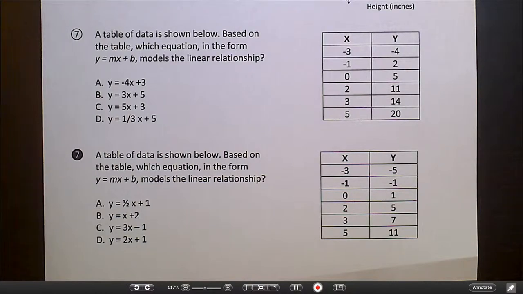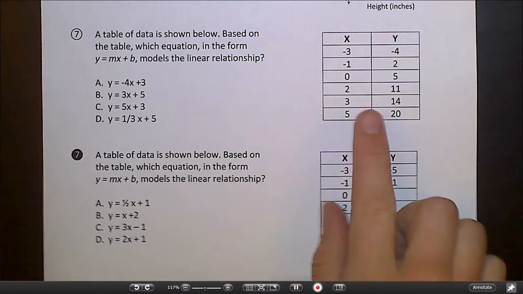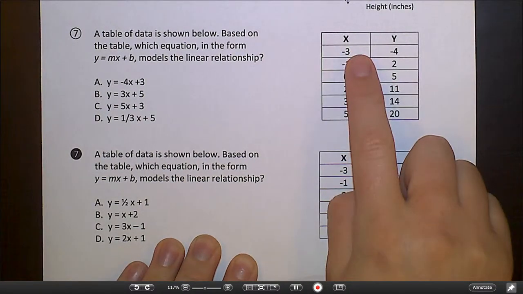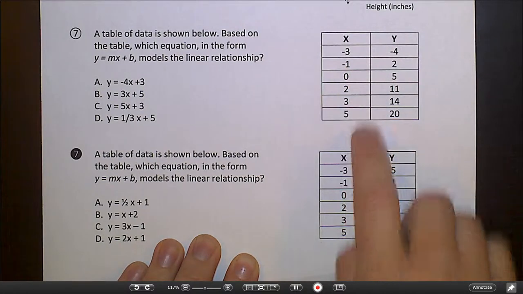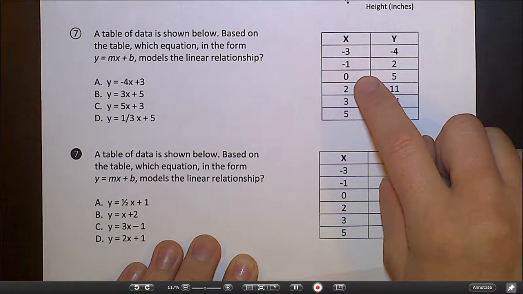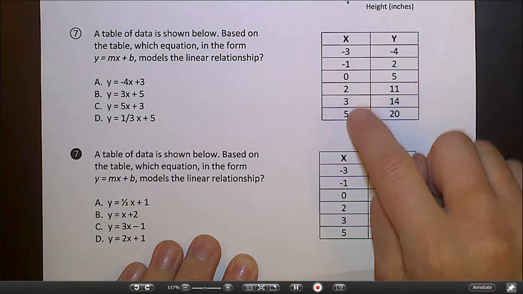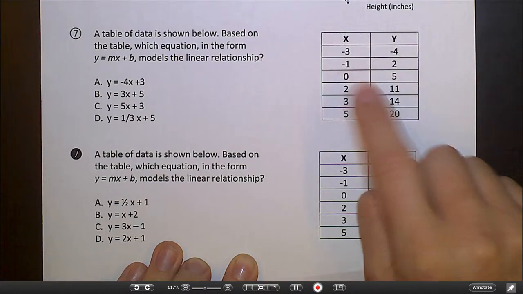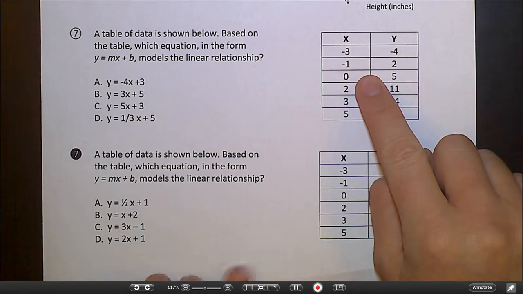Based on the table, which equation in the form y equals mx plus b models the linear relationship? So here's our table. Notice that our x values skip around. They don't go consecutively. We jump from -3 to -1, then to 0, and we jump to 2 and 3, and then we skip over to 5. So we're going to have to actually test these x and y pairs.